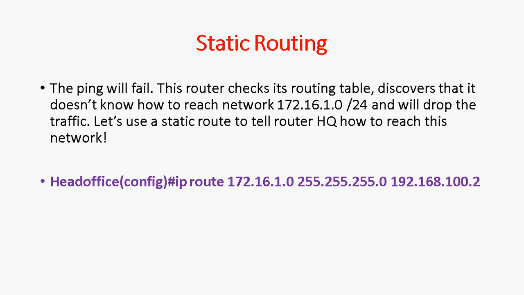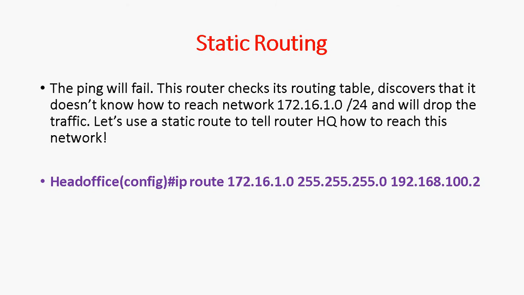So let's use the static route to tell the head office how to reach the branch office LAN network. From the head office, I'm going to configure a static route. Just go to global mode, then we have to give ip route. Using ip route, we create the static route. ip route is a predefined keyword.